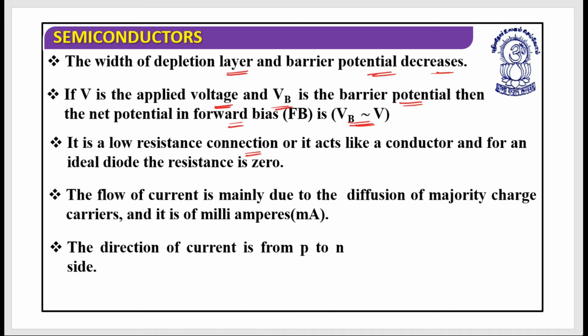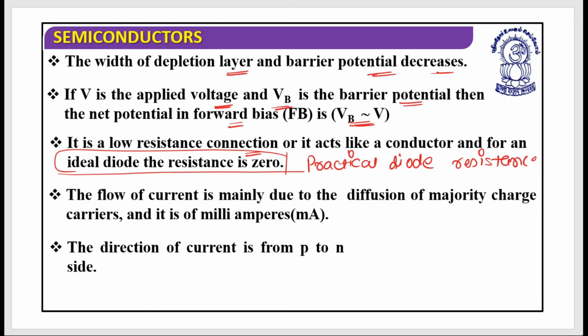And for an ideal diode, please keep this in mind, the resistance is 0, while for a practical diode the resistance is very less. So for an ideal diode this is 0, and for a practical diode this resistance is very less.